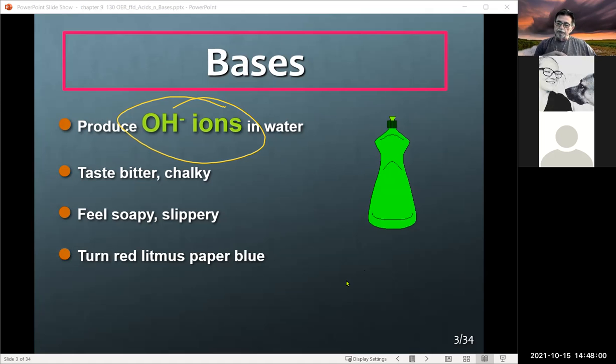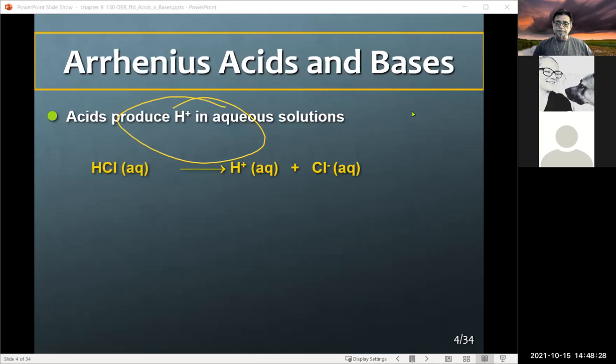Now, as we have blue litmus paper, we have red litmus paper. If we take red litmus paper, put it in a solution, and it turns blue, that indicates you have a base. Okay, we're going to talk about the pH. In the pH, we have a range from 0 to 14. 7 is neutral. Anything less than 7 is acidic. Anything greater than 7 is basic. We'll have more to say about that in a bit.